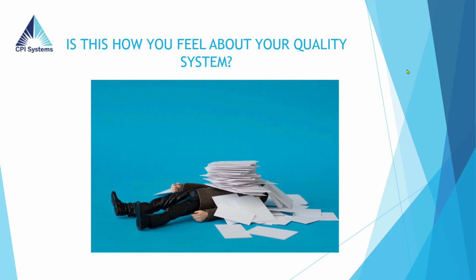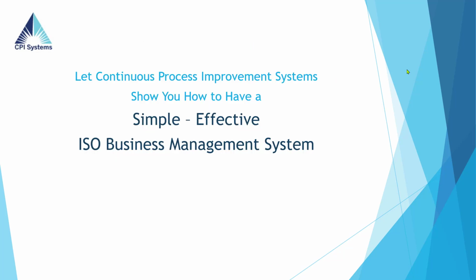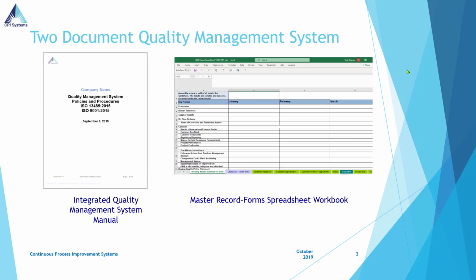Is this the way you feel about your quality system? You feel buried, there's too many documents, you can't keep up with them. The last time you reviewed them, they were awful. Well, continuous process improvement systems can show you how to have a simple, effective ISO business management system by taking your many documents and taking them down to a two-document quality management system.